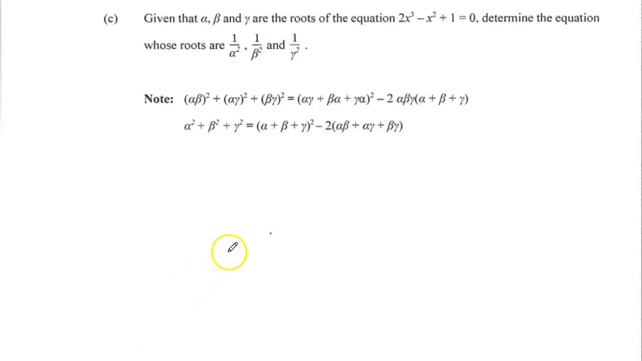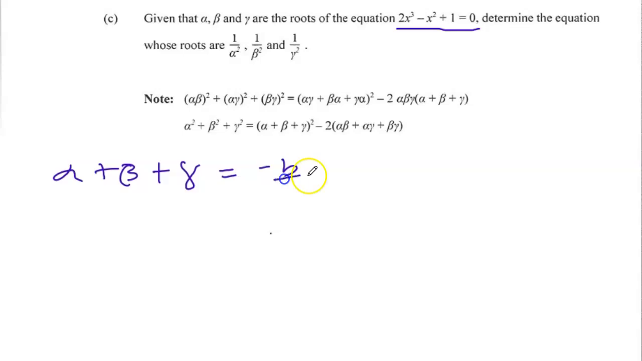So part C is about some cubic polynomials here. Determine the equation whose roots are. So we are told that alpha, beta, and gamma are the roots of this cubic equation there, which means that, remember, the sum of roots, alpha plus beta plus gamma, is negative b over a. So negative b, remember, b is the coefficient of the x squared, right? So negative b will be positive 1, over a, which is 2.